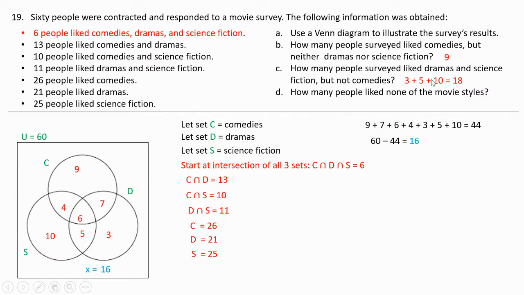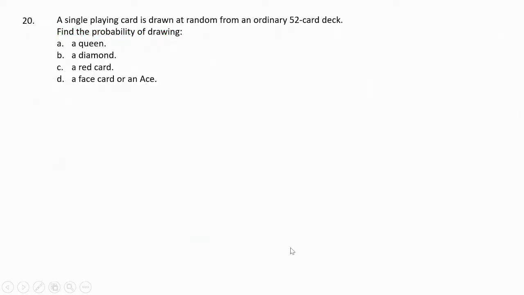Okay, that's why 3 plus 5 plus 10 is 18. Now, here, how many people like none of the movies? So the answer was 16. That's why 16 is out of all the sets here. Okay, that's how you solve number 19.